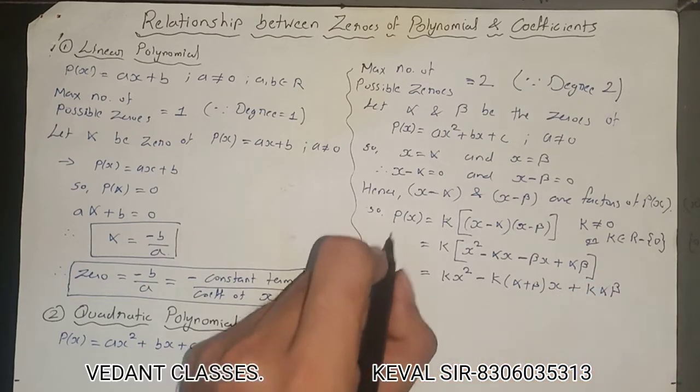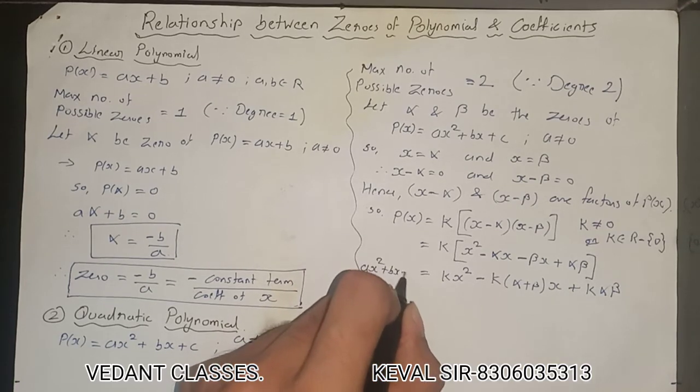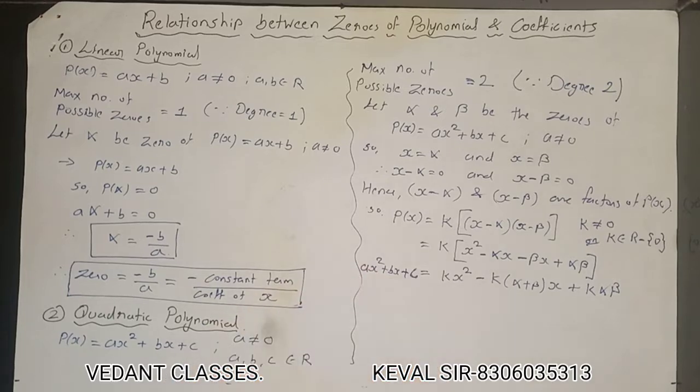Clear? Here, the value of p of x is ax square plus bx plus c. Now what you need to do is just compare the coefficients.